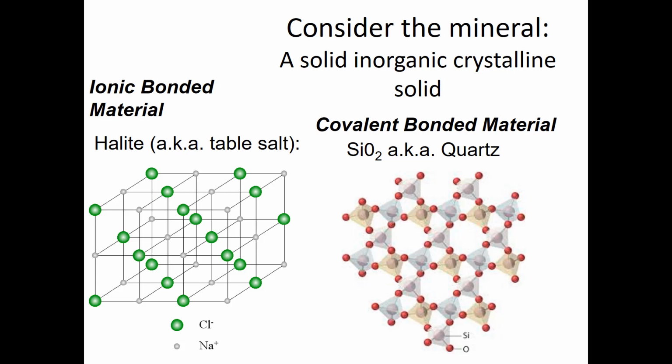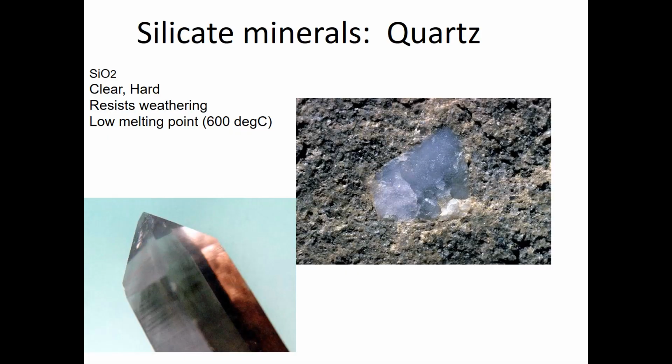So this will review what we did in class. This shows how we have ionic bonds, like sodium chloride, and covalent bonds, like quartz, which is silicon dioxide, entirely covalent bonding. And these covalent bonds tend to resist erosion by water, whereas the ionic bonds tend to easily break down in the presence of water.